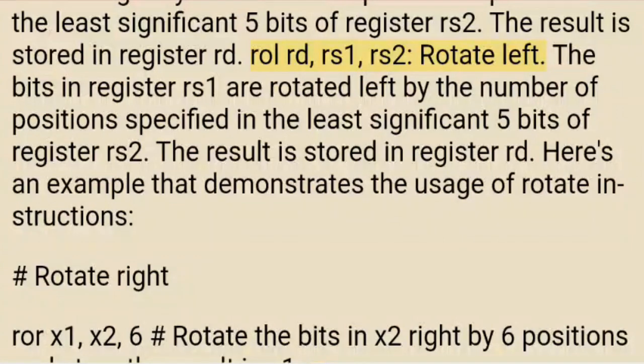RAL rd, rs1, rs2: rotate left. The bits in register rs1 are rotated left by the number of positions specified in the least significant 5 bits of register rs2. The result is stored in register rd.